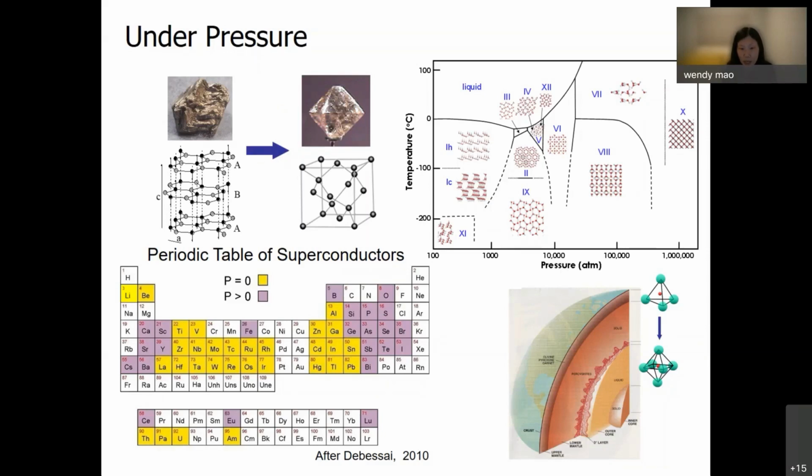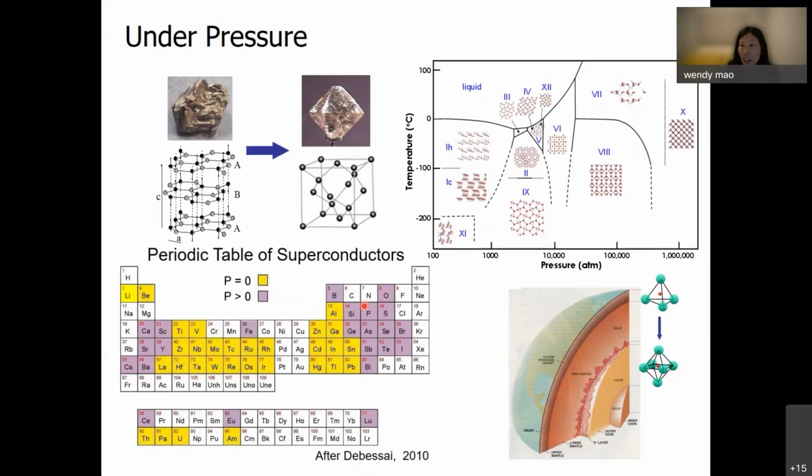Pressure also greatly complicates and enriches the H2O phase diagram, producing many new crystalline phases and also a number of amorphous forms. If we look in the Earth's mantle, silicate rock-forming minerals undergo a dramatic coordination change from tetrahedrally coordinated silicons to octahedrally coordinated silicons with depth. And then if we take a look at the periodic table of elements at ambient pressure, the elements in yellow are found to be superconducting at low temperatures. If we add pressure, then the elements in purple also become superconducting, nearly doubling the number of elemental superconductors.